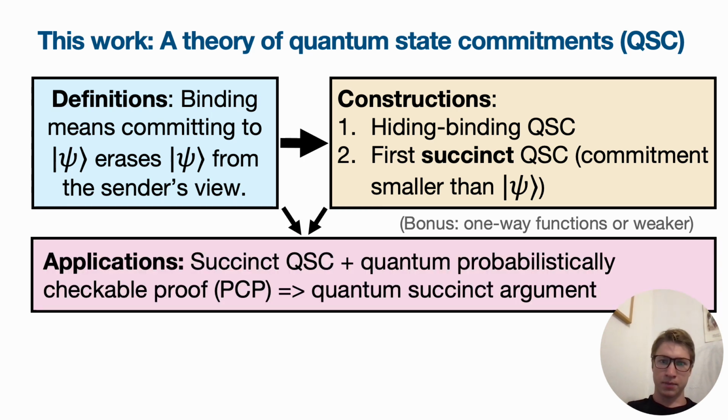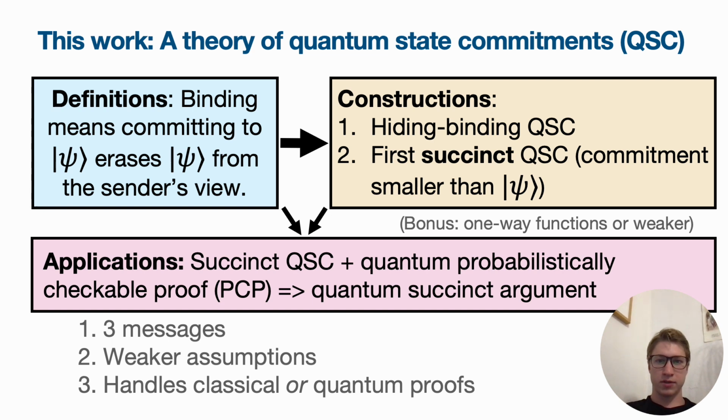Okay, and we're going to be able to show, importantly, that our commitments are exactly what you need to compile commit-and-prove protocols with quantum proofs. And as an example, we'll show that succinct QSCs and probabilistically checkable quantum proofs imply succinct quantum arguments. So a succinct argument is just one where a prover is able to convince a verifier of some statement super efficiently, and a quantum specific argument is one where now the proof is allowed to be quantum.